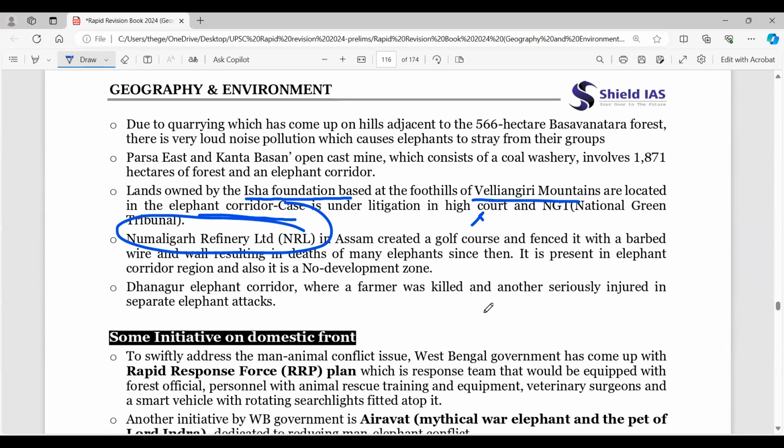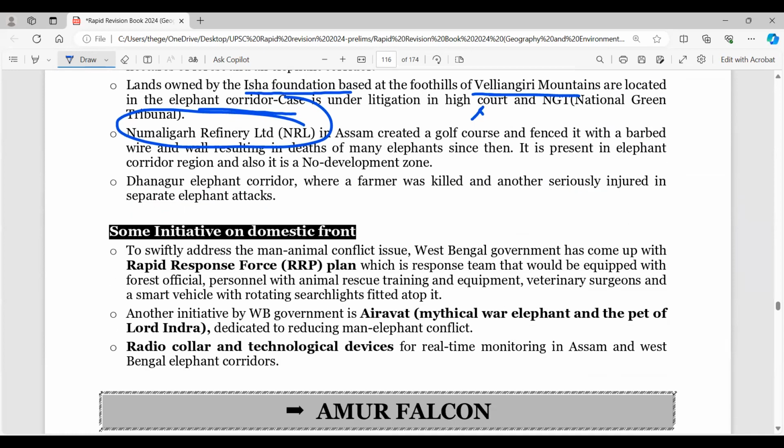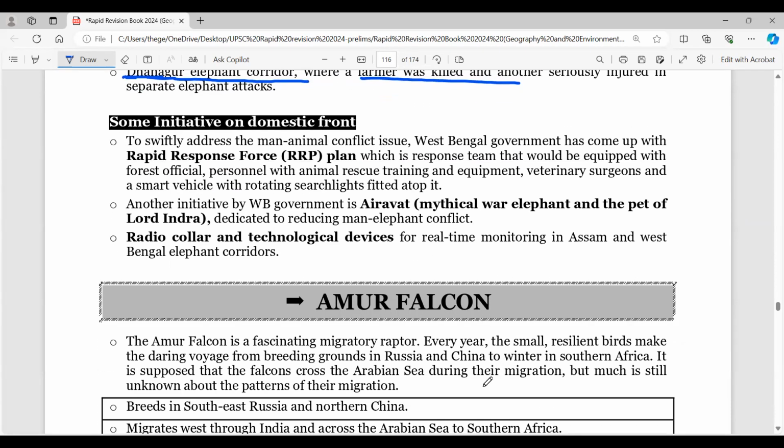These things were part of the news here. Now, if you observe here, the Dhanagor elephant corridor, where a farmer was killed. So this was also there. Some initiative on the domestic front, if you say, Rapid Response Force is there. Then you have something called Airavat. What is this?